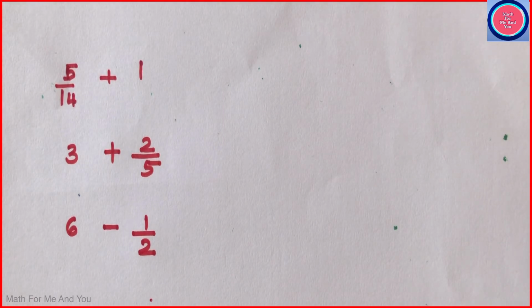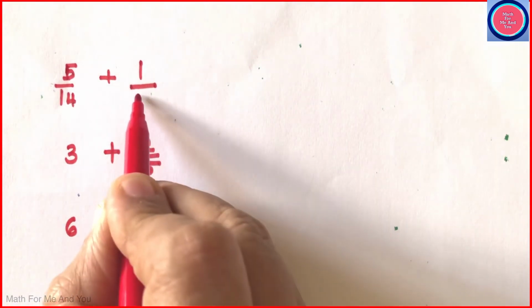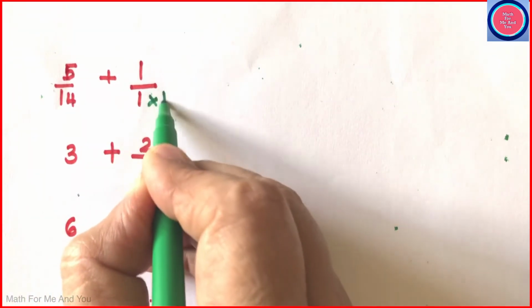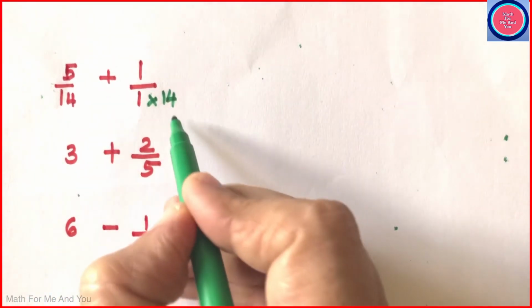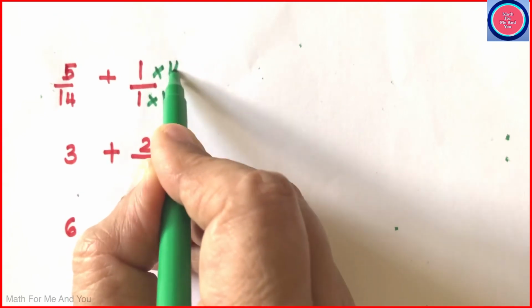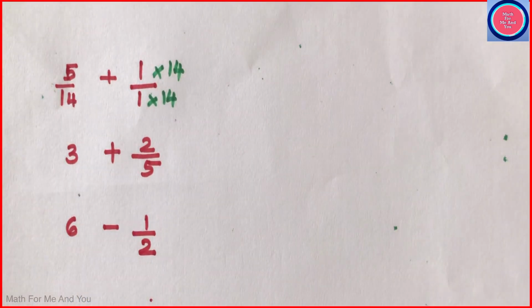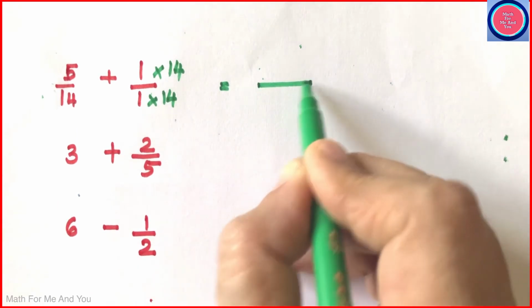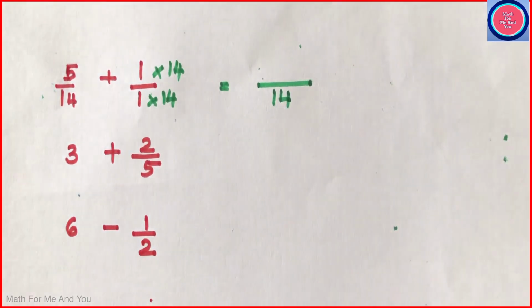Look at the question, 5 over 14 plus 1. Here 5 over 14 is a fraction and 1 is a whole number. Every number we know it has denominator 1. So we can write 1 with the denominator 1. Now the denominators are 14 and 1. The small number 1, if we multiply with the 14, we can change to same denominator. So the numerator also we multiply with 14. Now we can see both the fractions with the same denominator 14.